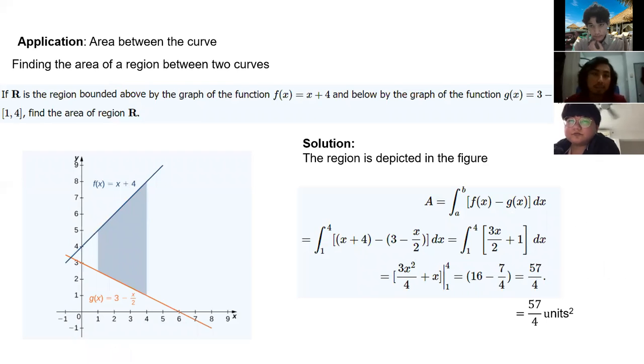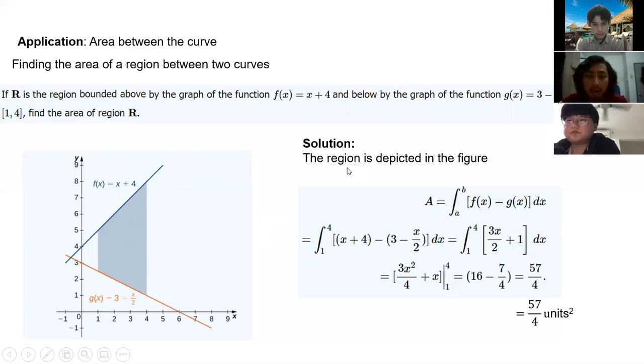And the second application is area between the curves. The question is finding the area of a region between two curves. If R is the region bounded above by the graph of the function f(x) equals x plus 4 and below by the graph of the function g(x) equals (3 minus x) over 2 over the interval 1 to 4, find the area of region R. Okay, we can see the shaded area. On the x-axis, the limit is 1 until 4.